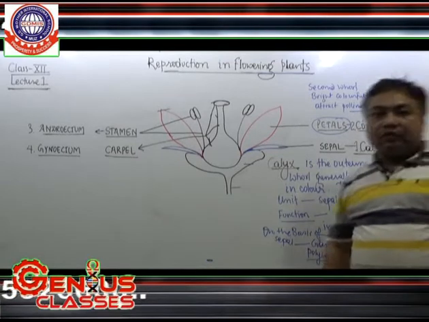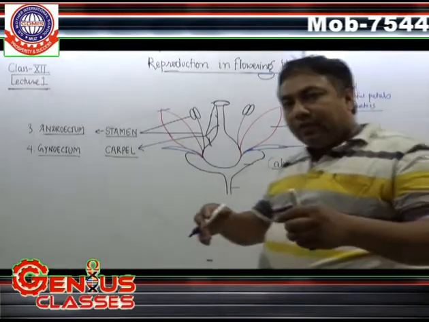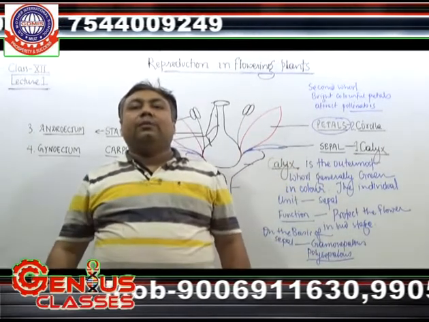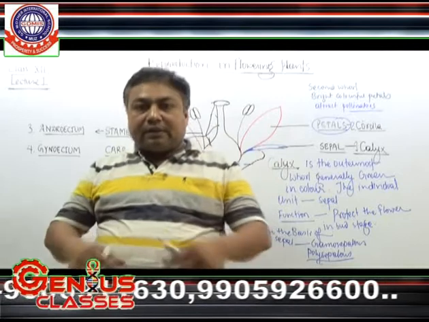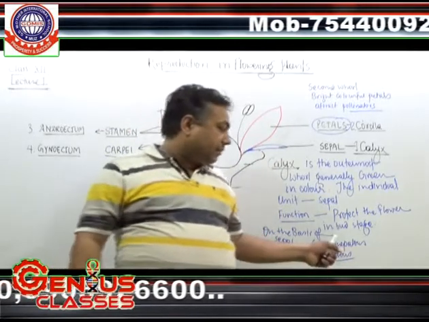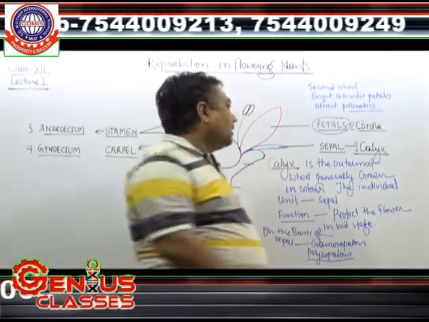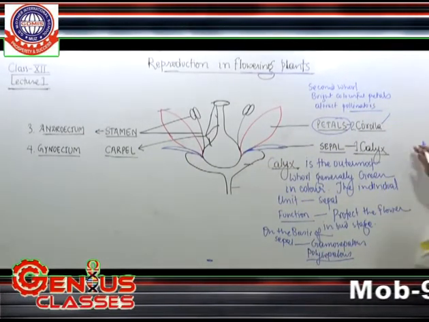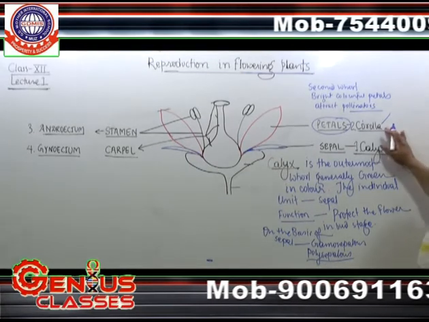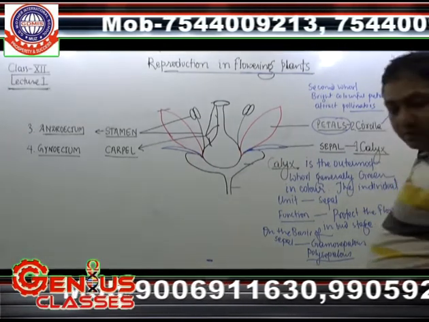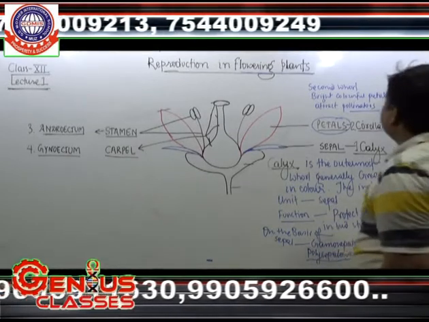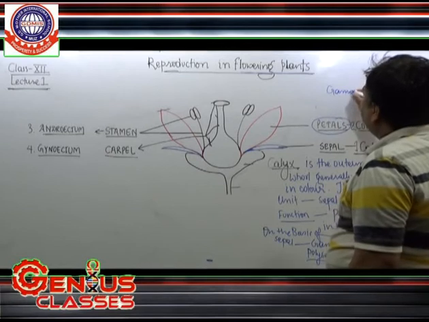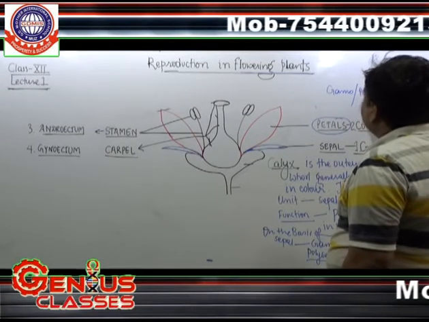Again, on the basis of corolla, if the petals are fused, such a flower is called gamopetalous. If the petals are many and free, then it is called polypetalous. So again, on the basis of corolla, the flower may be gamopetalous or polypetalous.